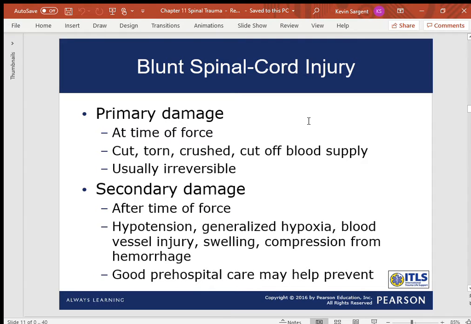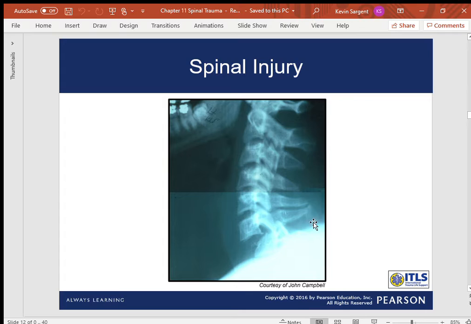Primary damage happens at the time of the force. So the spinal cord is either cut, torn, crushed, blood supply cut off. At this point in time, that damage is usually irreversible when that happens. Secondary damage happens after time of force. So it could be hypotension, hypoxia, blood vessel injury, swelling, compression from hemorrhage. Good pre-hospital care could help prevent these things. If we look at the cervical spine here, we'll see where the neck looks very abnormal and has issues in there.